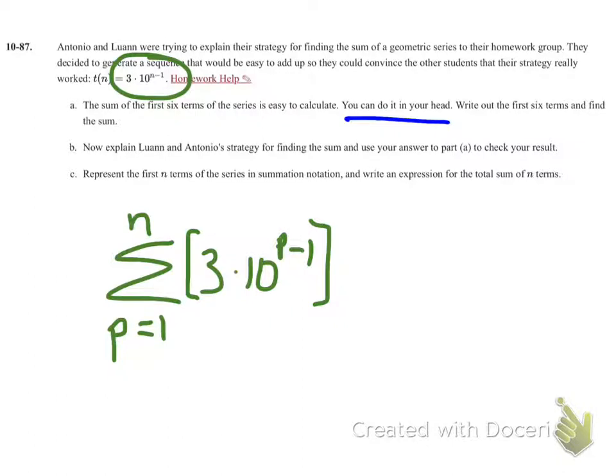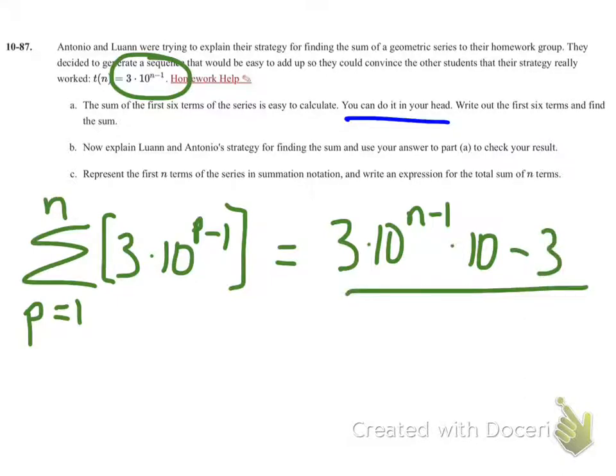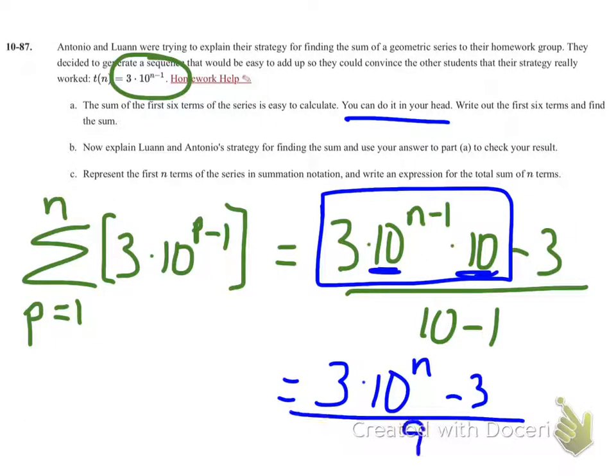The sum for that is going to be, my last term is 3 times 10 to the n minus 1 when I put n in, times my multiplier of 10 minus my first term, all over the multiplier minus 1. I am going to simplify that though, because when I have a base of 10 for both, I can simplify that down to just 3 times 10 to the n minus 3 over 9.